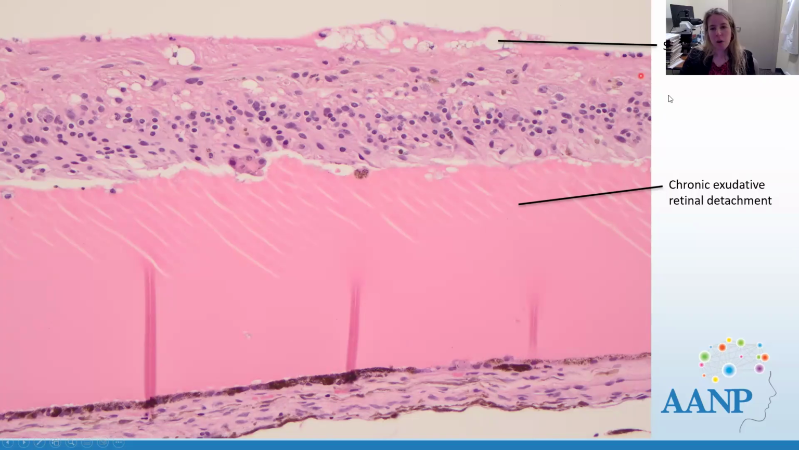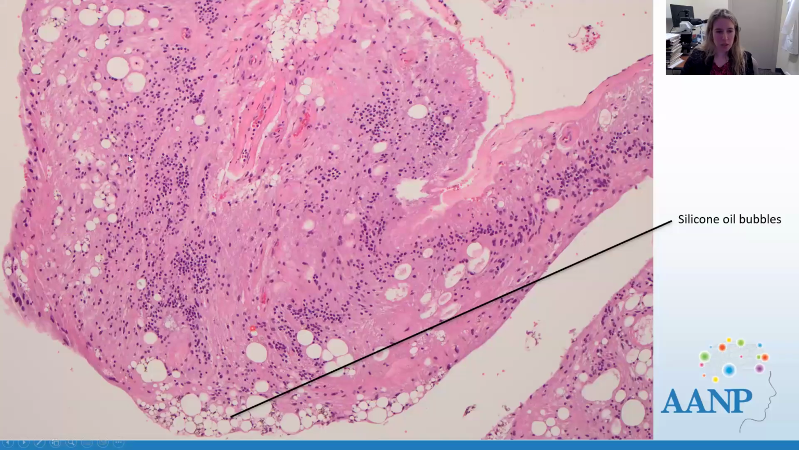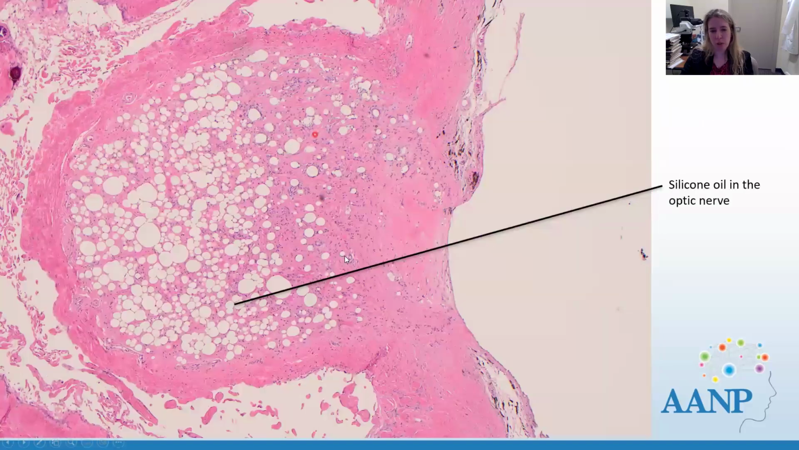see silicone oils, this bubble artifact in the retina, more of this bubble artifact with associated inflammation. Here again, bubble artifact in the retina. This is all silicone oil. Here in fibrous tissue that's in the angle of the eye. So this is iris here, ciliary body, and here in fibrous tissue, there's some silicone oil.